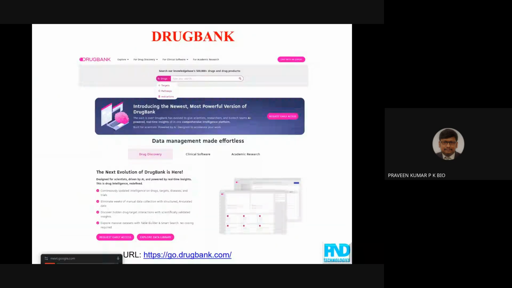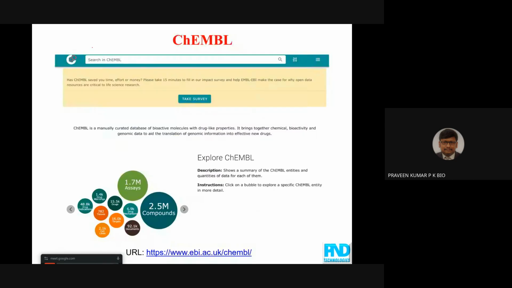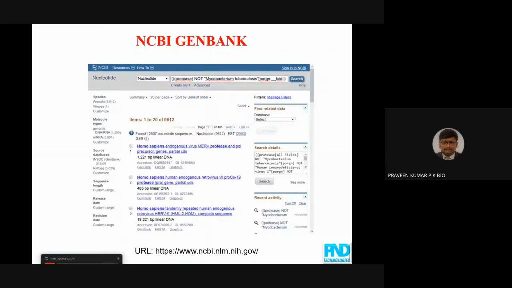Now let me take you to DrugBank. DrugBank is another chemical compound database. Majorly, you can find the drug molecules in DrugBank, whereas in NCBI PubChem you find the chemical compounds as well as the drugs. Whatever drugs are available in the market, you can search either by typing the target, the pathway, or the drug names. These are the keywords we can mention, and this is the URL for DrugBank. And the next is ChEMBL. In ChEMBL, we can find compound information, and the URL is mentioned here. The compounds and drugs we can search in ChEMBL.